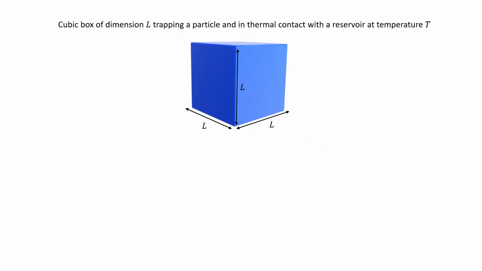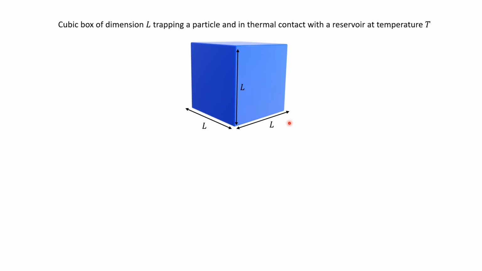Okay, so let's begin by defining the nature of the problem we want to tackle in this lecture. So we're going to suppose that there is a cubic box of dimension L and that we have a particle trapped inside this box. So this is a system, a particle in a box. And this system, which would be our system A, particle in a box, is in thermal contact with a reservoir at temperature T. So it is in a room, in an environment in which the temperature is T.